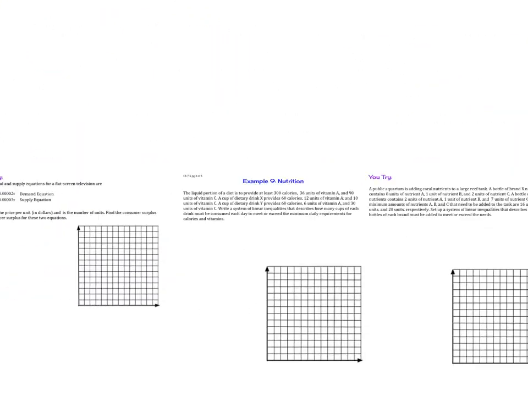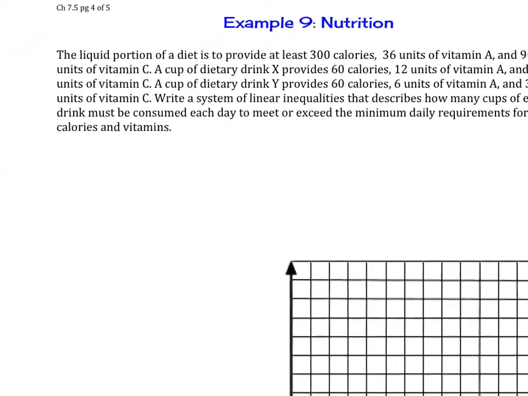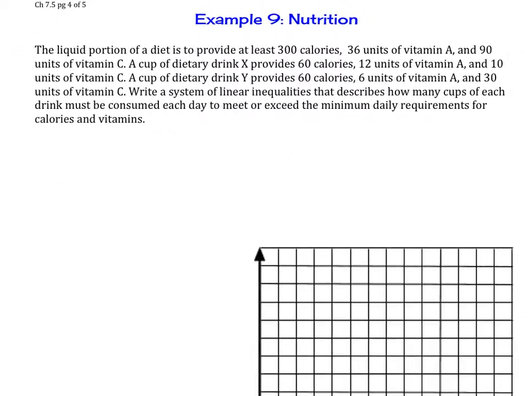We'll skip that consumer part. Let's go to nutrition. So let's go to some word problems.